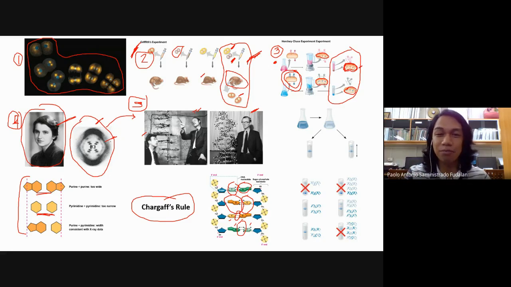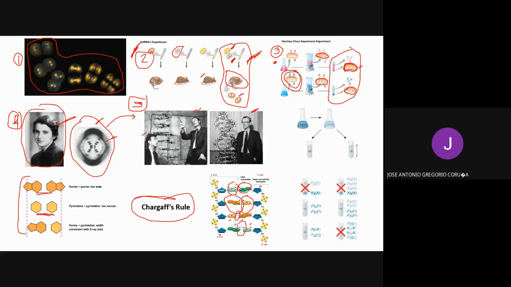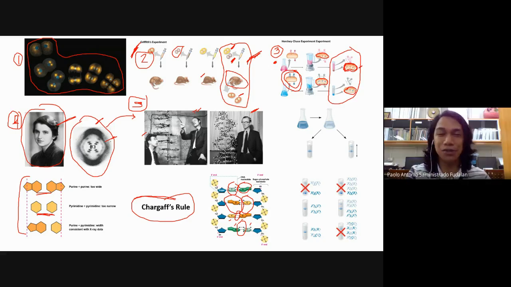If we now come to the names of the pyrimidines and the purines, how can we state it? The amount of adenine is equal to the amount of thymine, and the amount of cytosine is equal to the amount of guanine. All right, so that's more specific, no? And that's actually found in your homework, in your problem set. So I hope that will help you analyze the problem set.